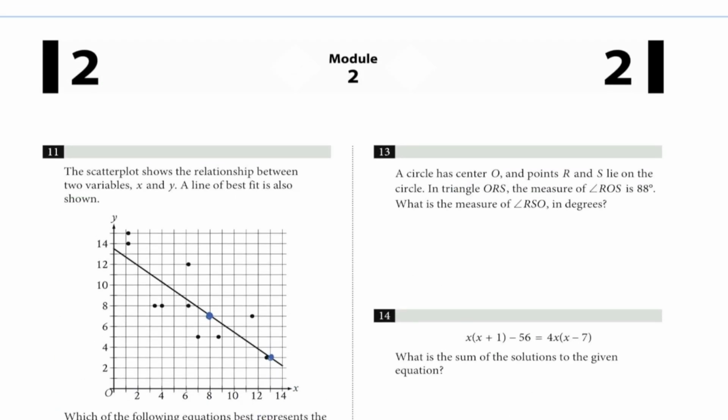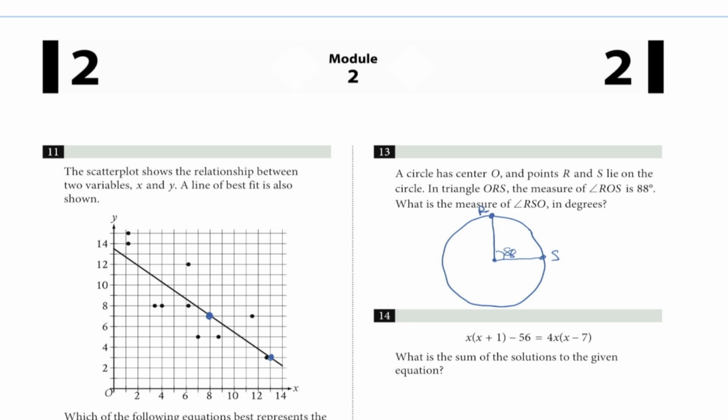A circle has a center O, and points R and S lie on the circle. In triangle ORS, the measure of angle ROS is 88 degrees. What is the measure of angle RSO? So let's do this. We'll just draw our best circle that we can. That was a pretty decent circle. So the center is O. R and S are somewhere on the circle, so that ROS makes an 88-degree angle. So if I said that's R, to make angle ROS, S would maybe be somewhere about here. That's about 88 degrees. So this is S.